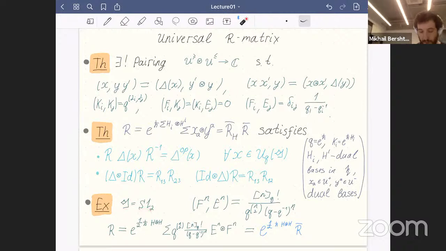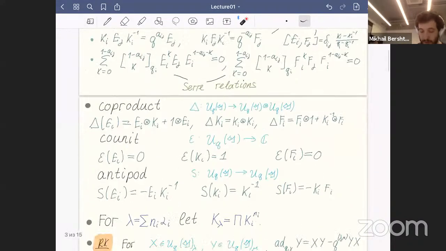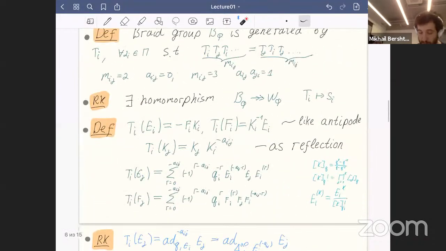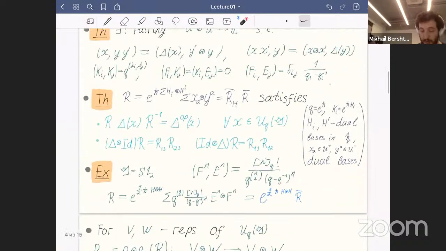So for SL2, we have the pairing of E and F is 1 over q minus q inverse. Using this property, it can be shown that the pairing between F to the power n and E to the power n is this number. Here is the q factorial. A q number is q to the power n minus q to the power minus n over q minus q inverse, and the q factorial is just a product of q numbers. Okay, q factorial is a standard function.